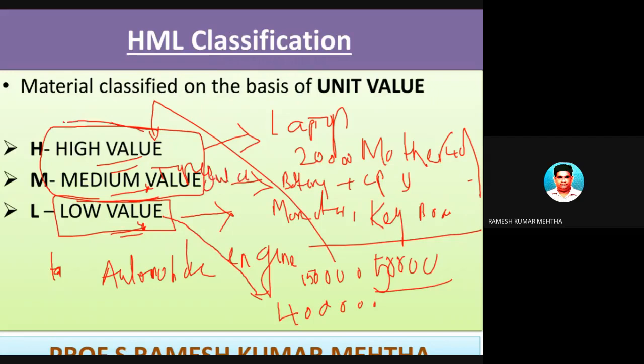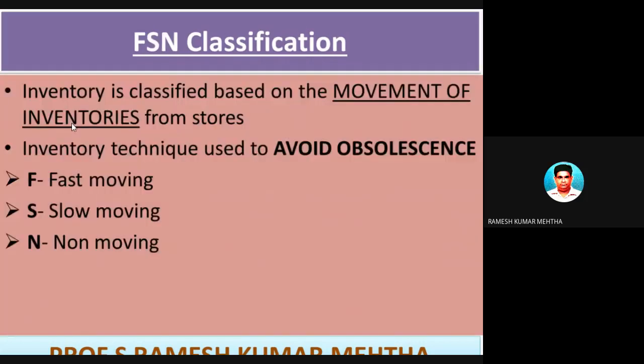So you have to put your efforts in monitoring this particular item, and you have to negotiate with the vendor that you should supply them at a reasonable price, and there is a scope for controlling the cost. Next one is fast moving, slow moving. You have to divide the inventory based upon how fast they are moving, how slow they are moving, and some products are non-moving.